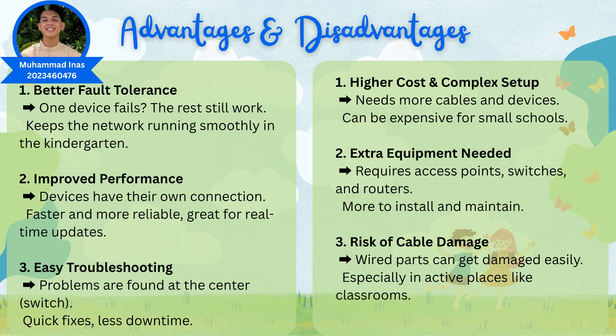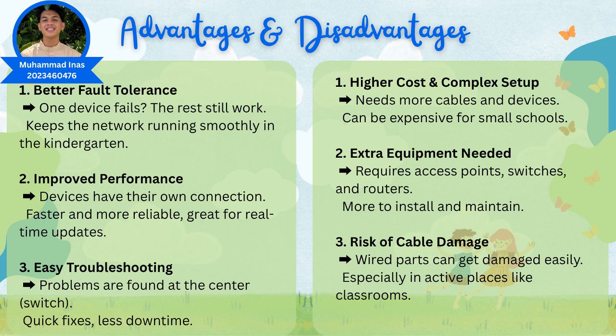So the second is improved performance. Each device has its own connection, faster and more reliable, good for real time updates. Because of this there is no data collision, which is when two devices send data at the same time and cause interference. This gives smoother and faster data transmission. And lastly is easy troubleshooting. Problems are found at the center, quick fix and less downtime. We move to disadvantages.